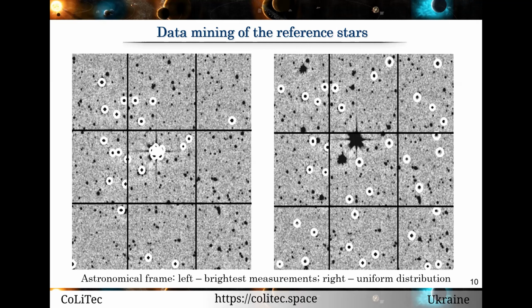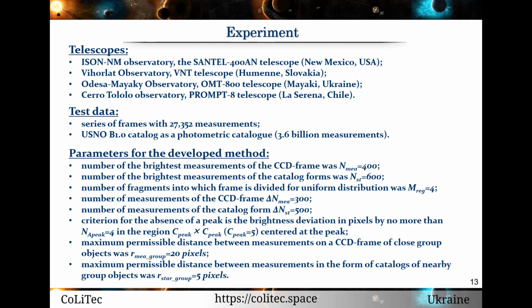On this slide, you can see details about our experiments. The series of frames were received from the different telescopes. More than 27,000 measurements were used for research. Also, the parameters for the developed methods are on slide. All of them were received empirically. The astronomical catalog USNO B1 was used as a photometrical catalog, which includes 3.6 billion measurements.